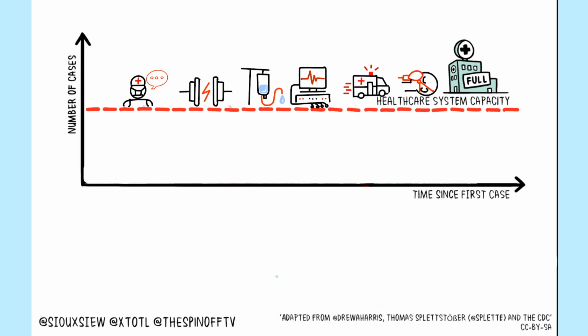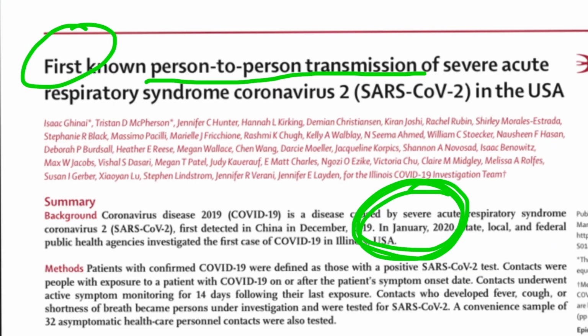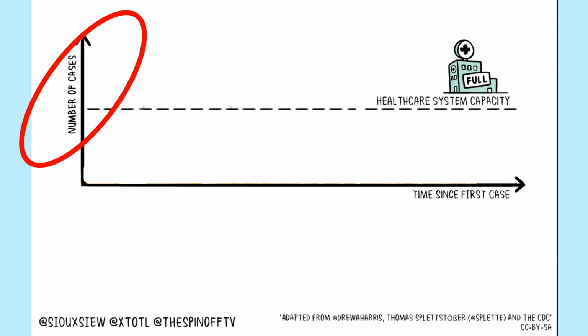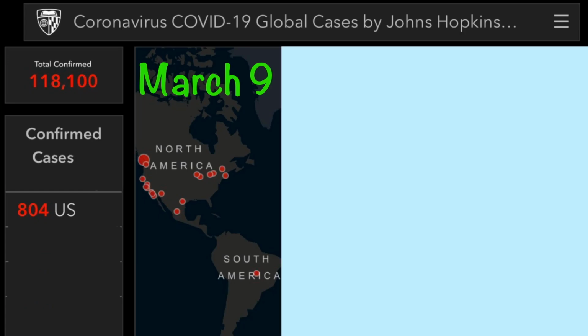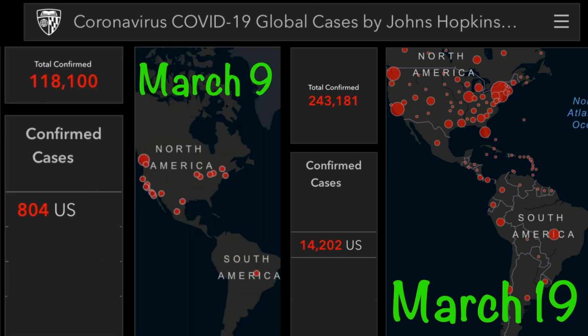On one side of the graph, we have time since first case, which we know began in January. On the other side, we have number of cases. By March 9th, the US had over 800 cases, and by March 19th, the US had over 14,000 cases. Over 10 days, that is more than a tenfold increase.